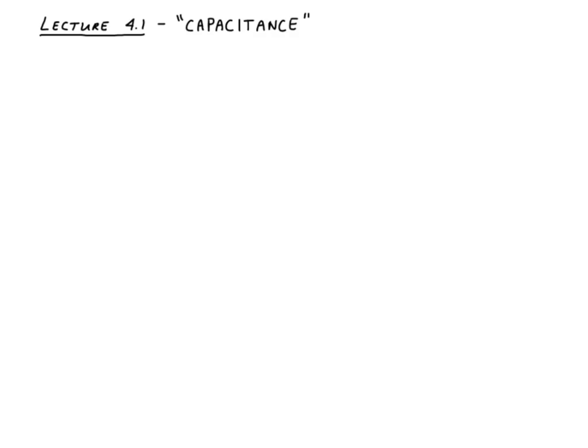Now, like resistance, capacitance is a property of an object. It characterizes how much charge will be present given a certain voltage. So everything can have capacitance. The more charge you can hold given a certain voltage, the more capacitance you will have.